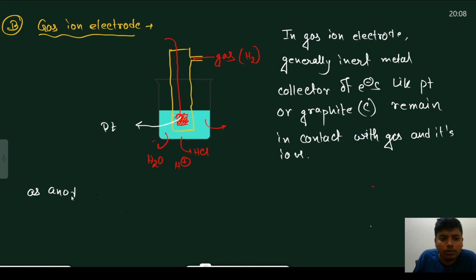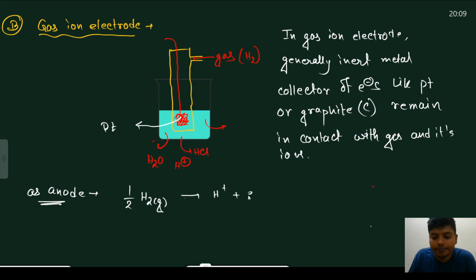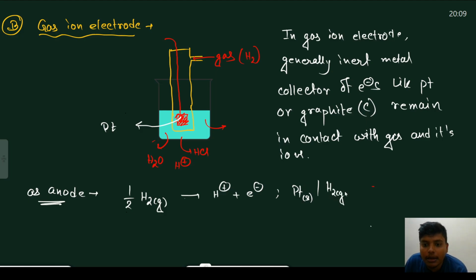If you take this electrode as anode, what will happen? Oxidation, right? So oxidation means the gas, let's suppose hydrogen gas, will become H plus. Yes or no? How to represent? The electrode is platinum, so platinum solid, then H2 gas becomes H plus, then the salt bridge will come. Clear? This is how you have to represent it.